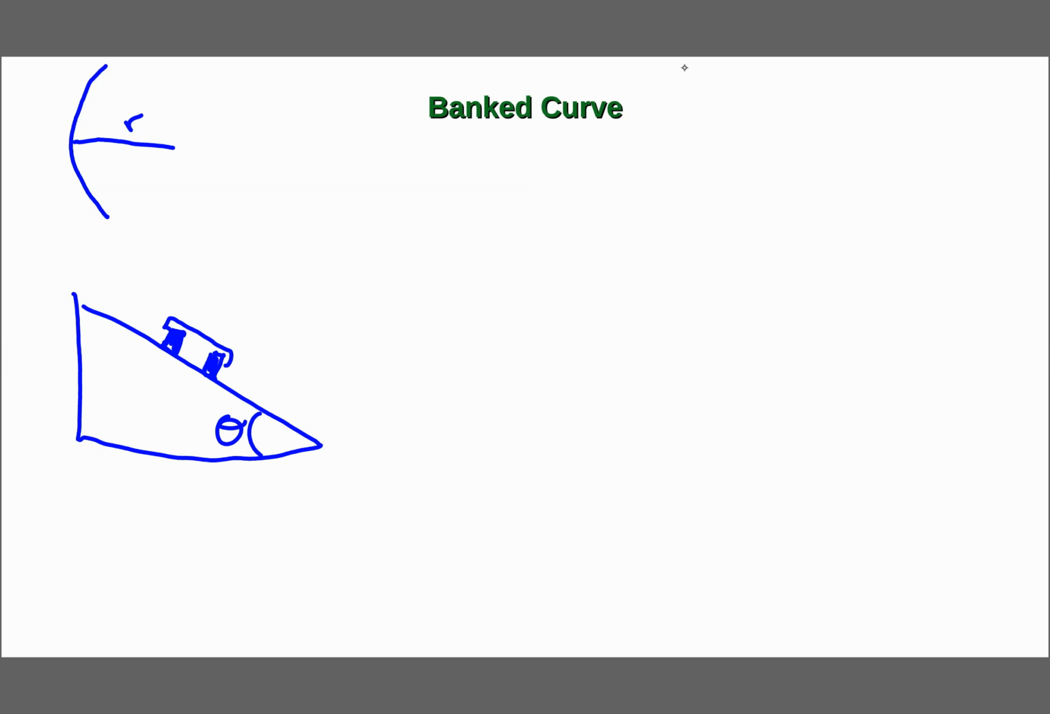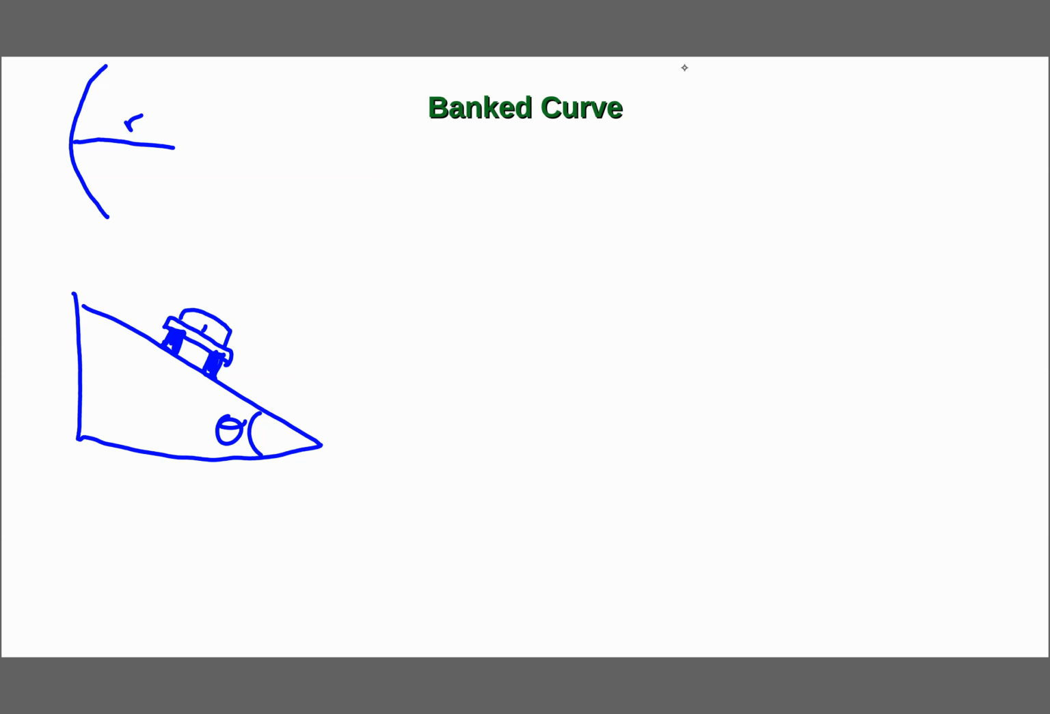Okay, it's a little bumper, shaped like that, I guess, or a top hat with pillars. I don't know what it is. That's a car, okay? And so the question is, how fast can it go through the curve without sliding?